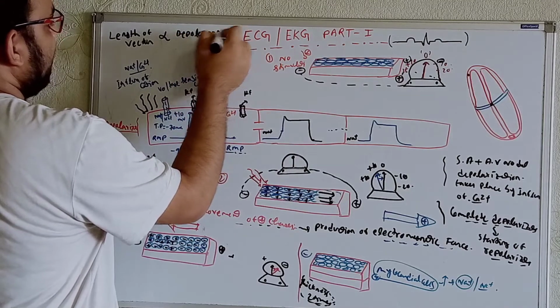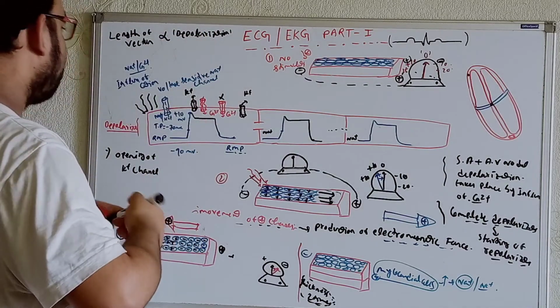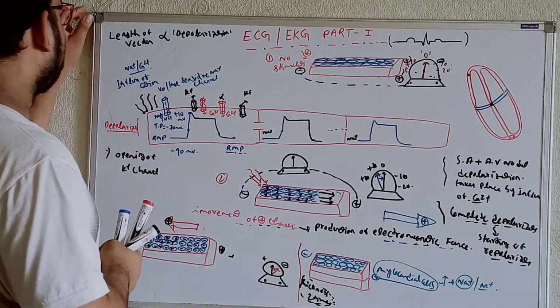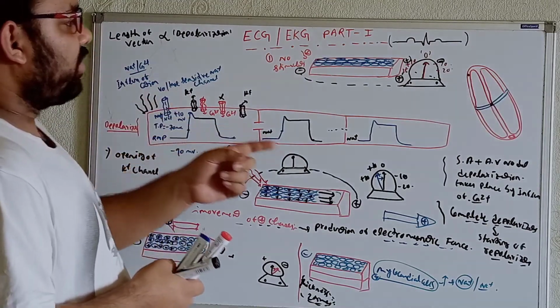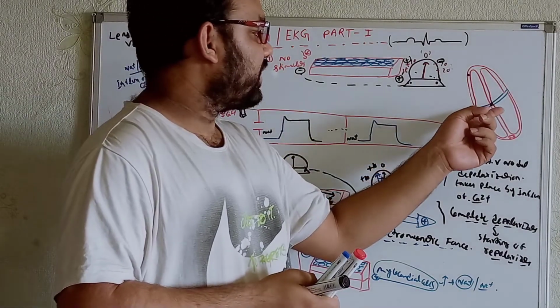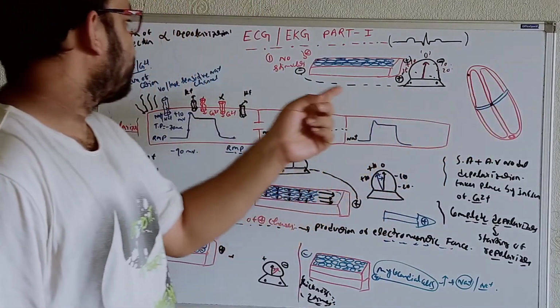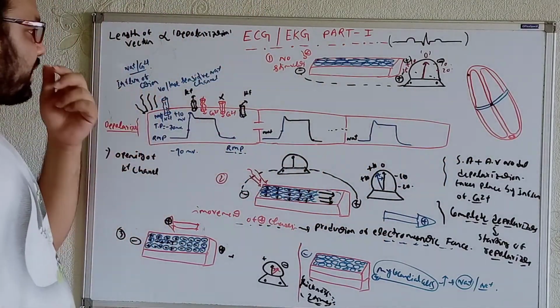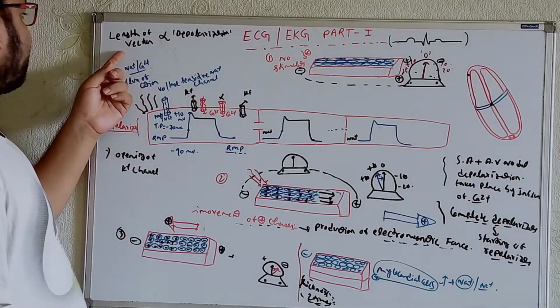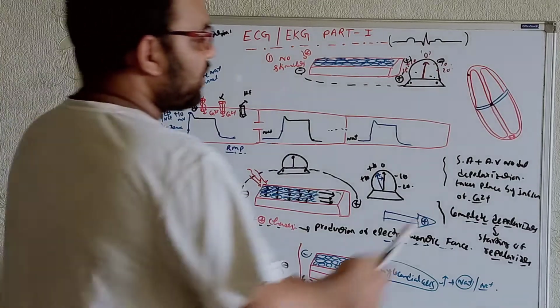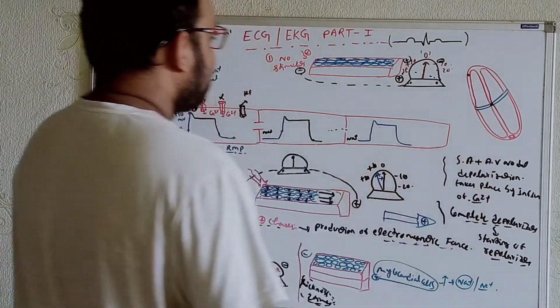If we get weaker depolarizations, for example, I'll talk in detail later in the second part, whenever I explain the AV nodal depolarization, in these cases we'll get weak depolarizations. As a result, the vector will be small over here. But if we talk about the ventricular myocardial cells, in these cases we'll get stronger depolarizations. As a result, the length of the vector will also be increased.